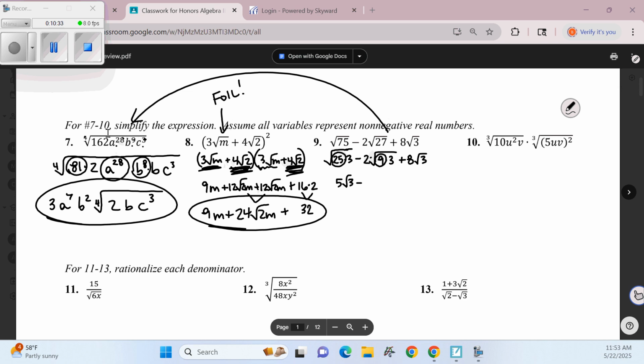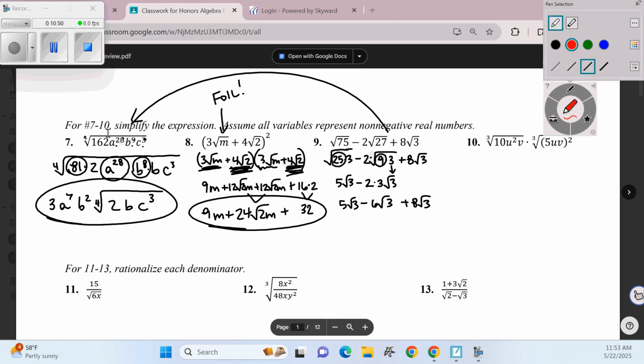So this is going to be really 2 times 3, and then the square root of 3 is still left there. So this really becomes minus 6 square roots of 3 in the middle. And then we've got this plus 8 square roots of 3 tagging along. So this is kind of, it's not the same problem, but I want you to think about it like 5x minus 6x plus 8x, right? How many x's do you have?